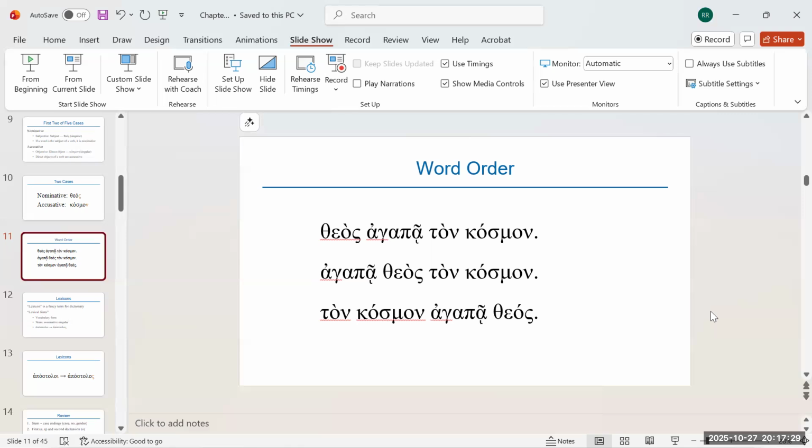So it doesn't matter about the word order. What matters is that you can identify the parts of the sentence: the subject, the adjectives when we get to those, the verbs when we get to those, and all of that. That's really the point. The point is not to translate that sentence, but to see that God loves the world is how you would translate the first sentence, and that's how you would do it in English.